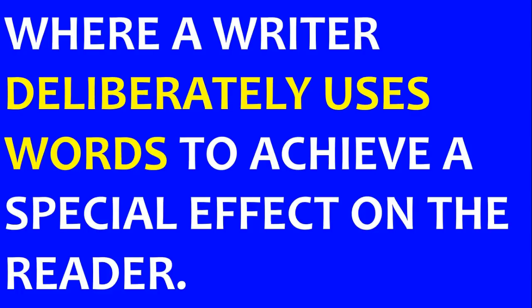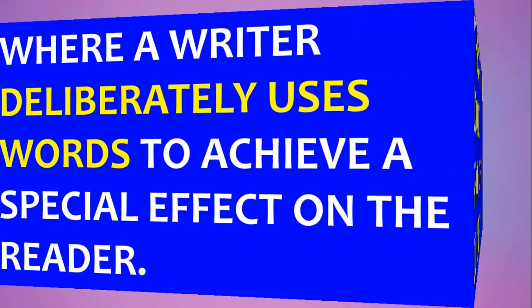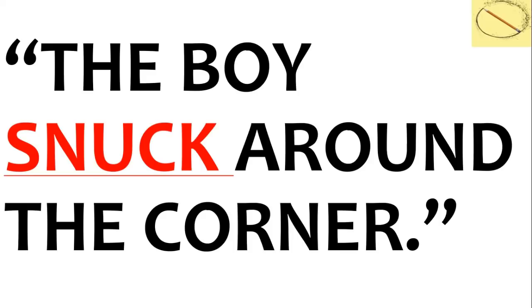So remember, we're looking at language here where a writer is deliberately, so on purpose, using words to achieve a special effect on the reader. So the writer hasn't plucked these out of thin air. All the words and phrases and techniques the writers are using are for an effect. So if we look at the phrase, the boy snuck around the corner, the writer here could have said the boy walked around the corner, the boy looked around the corner, the boy sprinted around the corner. However, the writer has purposely used the word snuck, the verb snuck.